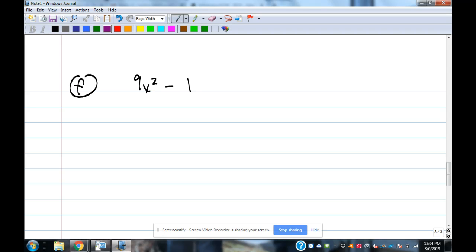So what I try to do is think, okay, is 9 a square number? Yeah, it's 3 squared. But to get 9x squared, I need 3 what? 3x. Is 1 a square number? Yeah, it's 1 times 1. So I was able to rewrite it as a difference of squares. Because it's a difference of squares, that allows me to factor it. 3x plus 1, 3x minus 1.